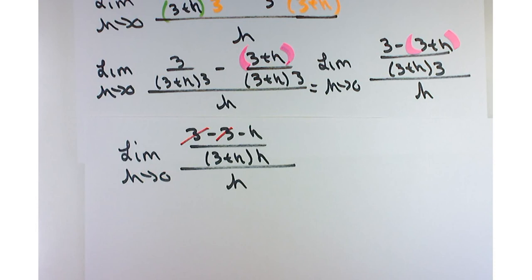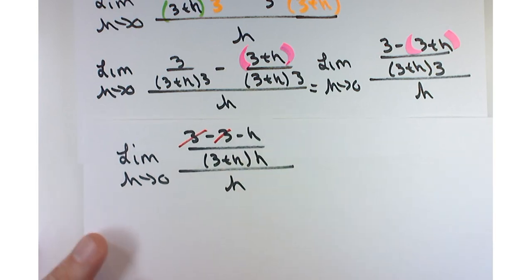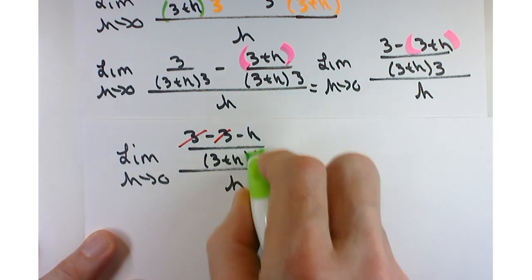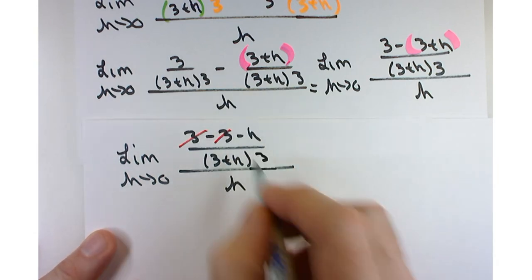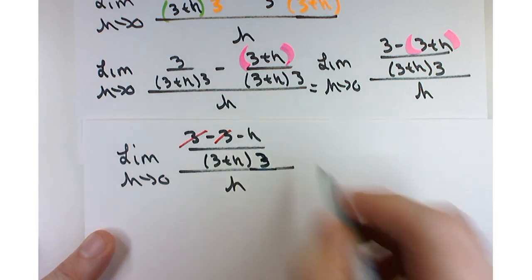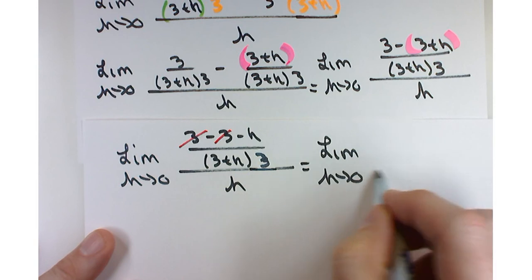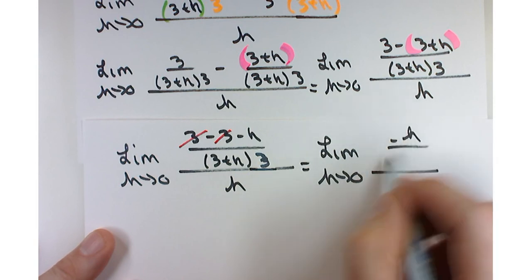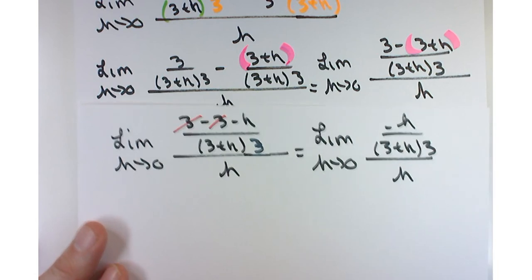Let's see. Something's bothering me about this. The h has to be a 3. Oh, that should be a 3, yeah. I was looking at, wait a minute. Yeah, there we go. 3. So we're left with the limit as h approaches 0 of negative h over 3 plus h times 3 over h.